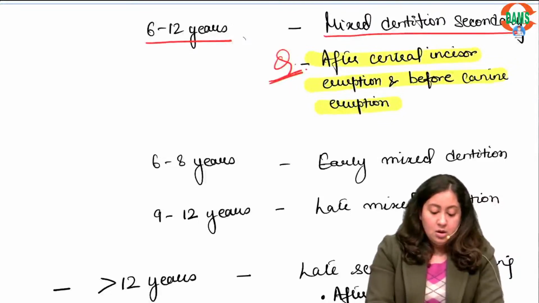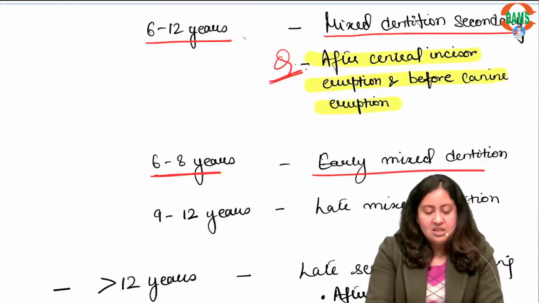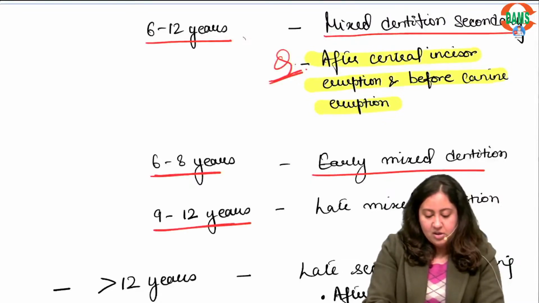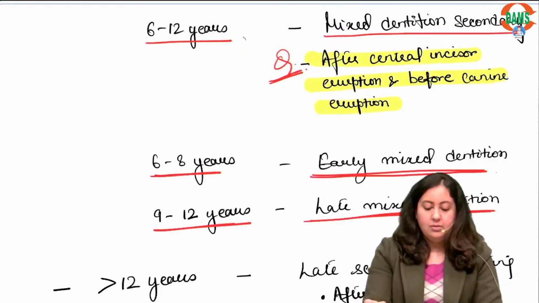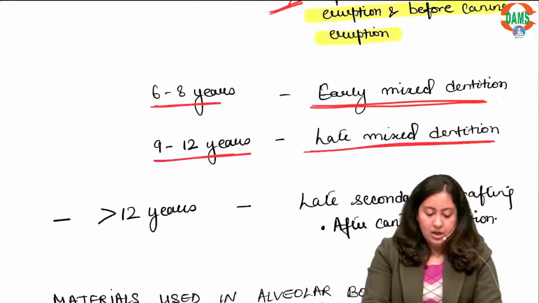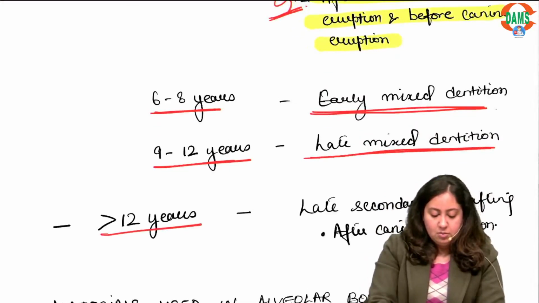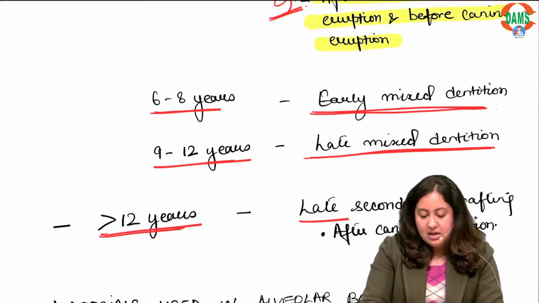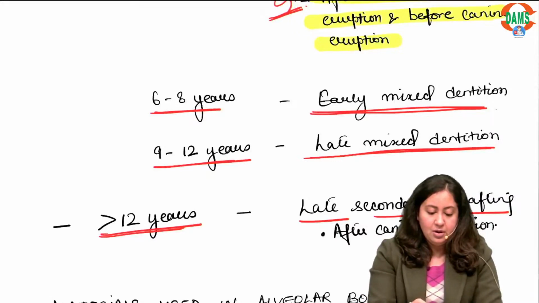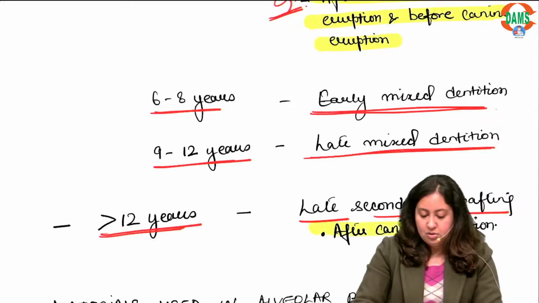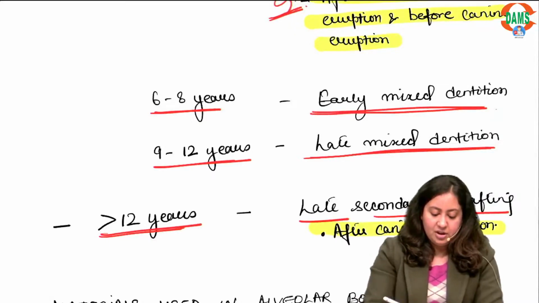Okay. So again, mixed dentition secondary grafting was 6 to 12 years. It can be between 6 to 8 years for early mixed dentition grafting, and between 9 to 12 years for late mixed dentition grafting. Now, more than 12 years is late secondary grafting. Please remember, this one is after canine eruption. Your late secondary grafting is after canine eruption.